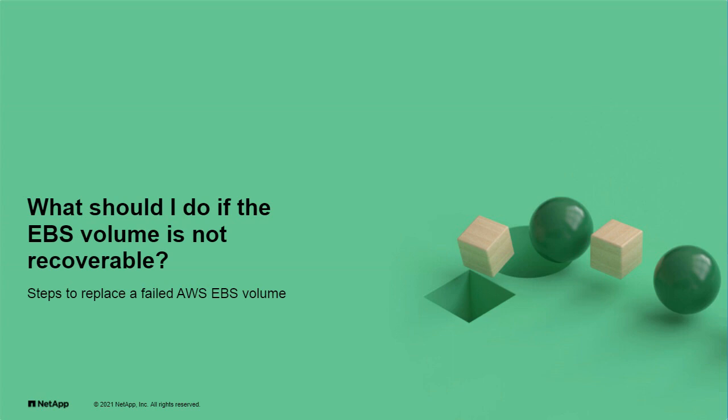So there might be something happening also in AWS, so it's always good to also confirm with them that everything is going well with their backend. So now let's say that AWS confirmed that there's no outage, everything is running smoothly on their end. We try to unfail the disk in ONTAP, and the disk is still showing as broken. So what should we do?